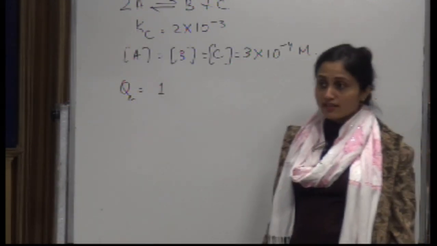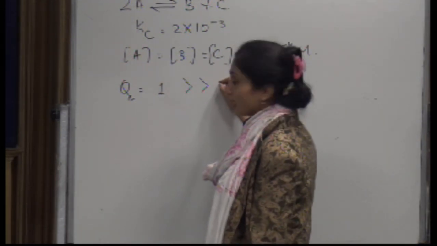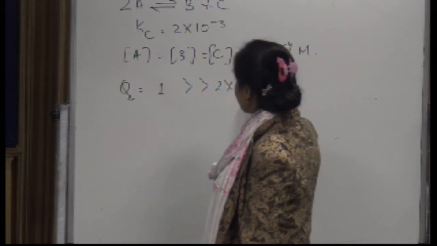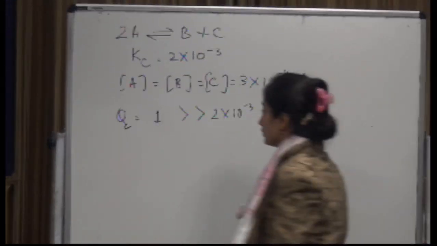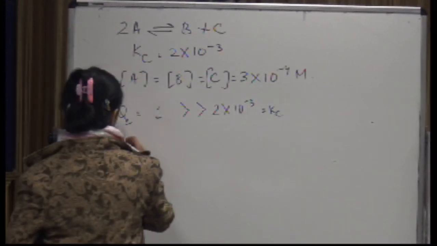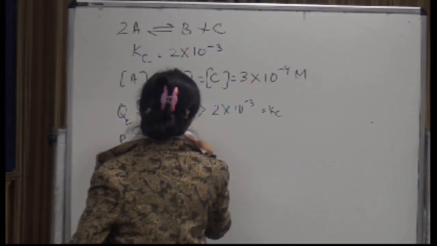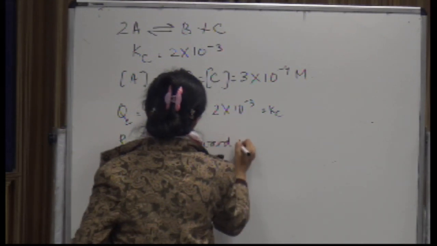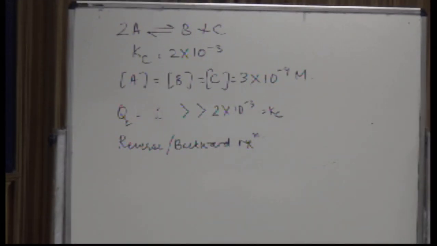In this case it's very simple. So Q is equal to 1, which is much greater than 2 into 10 to the power minus 3, that's your Kc. So what does that mean? When Q is greater than Kc, it will be the reverse or the backward direction. That means your reaction will proceed back. So just do this summary in about half a minute's time. Compare your Q and Kc and then predict the direction.